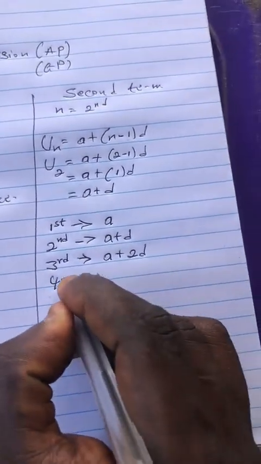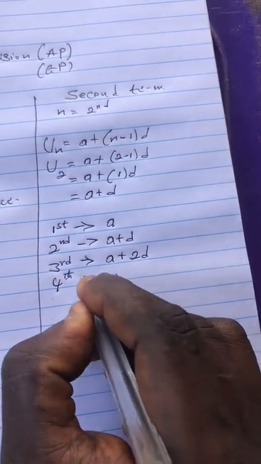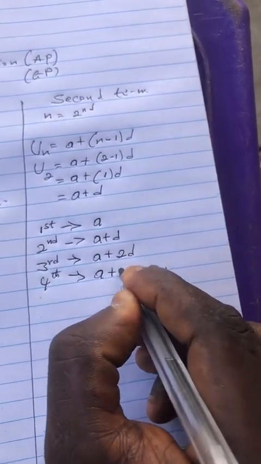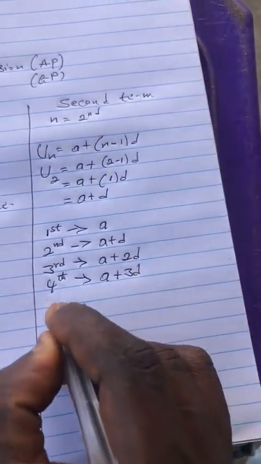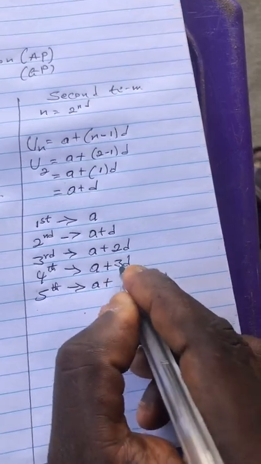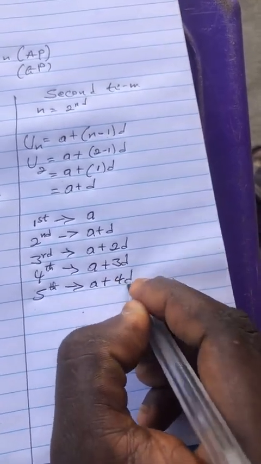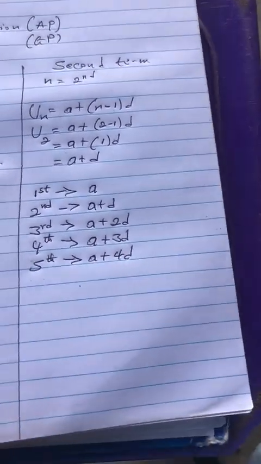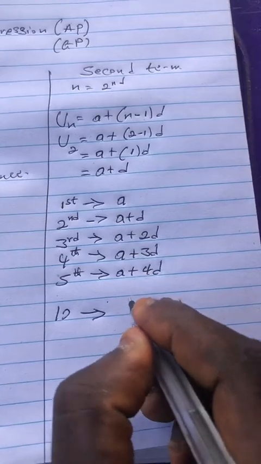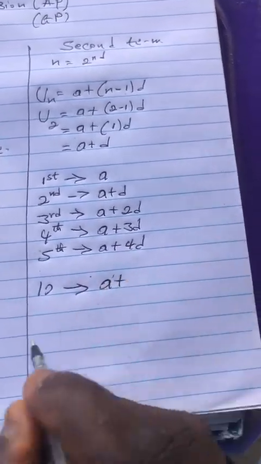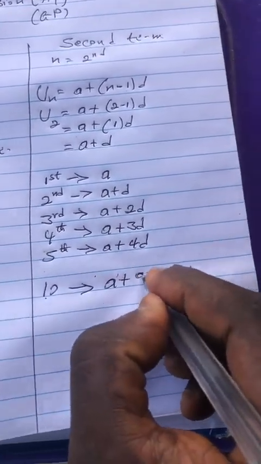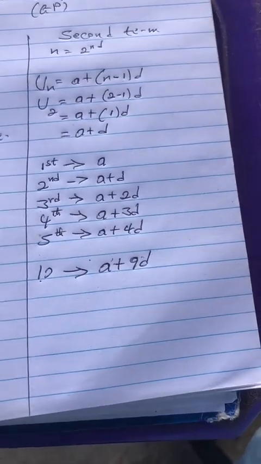And our fourth term will be a plus, you add 1, it becomes 3d. Our fifth term becomes a plus, you add 1, 4d. So if we're asked to find the 10th term, it becomes a plus 10 subtracted by 1 gives us 9, so we have 9d. This is our 10th term.